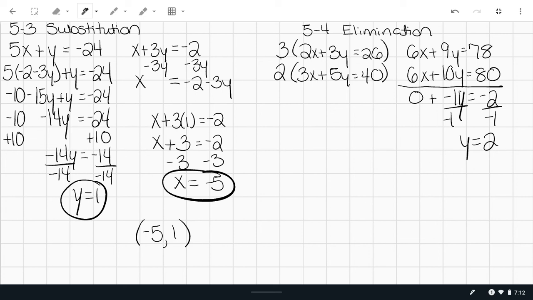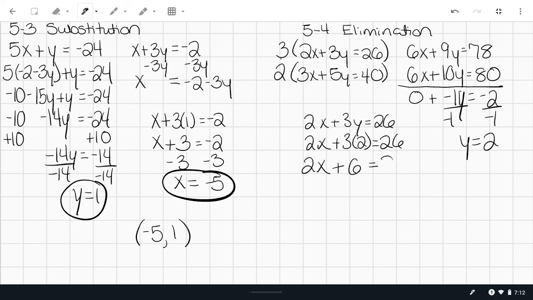At this point, now I can plug 2 in, but I want to plug it into one of the original equations. It doesn't matter which one. I'll use 2x plus 3y equals 26 just because it's up on the top. And instead of y, I'm going to plug in a 2. So it's 3 times 2 instead of 3 times y. 3 times 2 is 6. I want to get 2x by itself, so I have to subtract the 6.